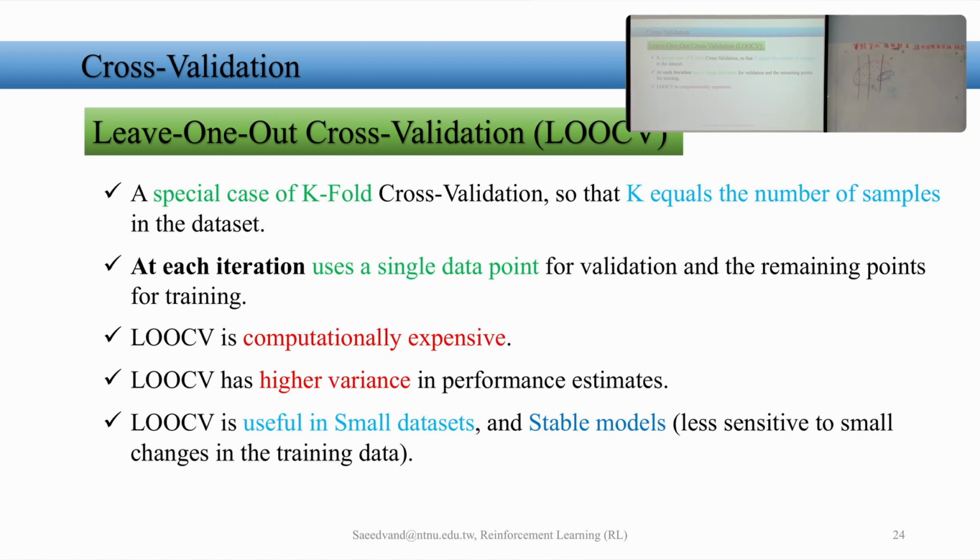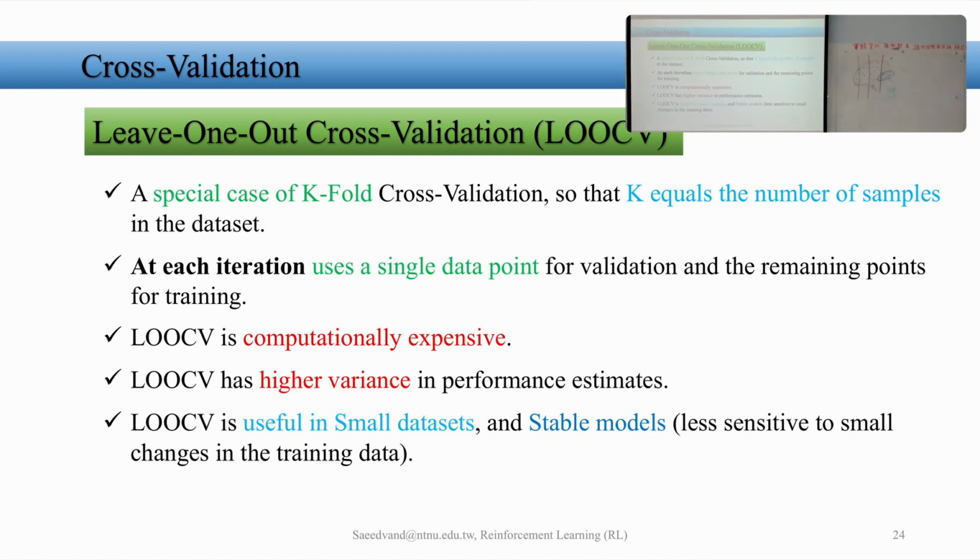Of course, it's clear that LOOCV is computationally expensive, because every time you train with all and validate with one, validate with one, validate with one. One by one you do that. On the other hand, it also has higher variance in performance, because you're validating each one by one.